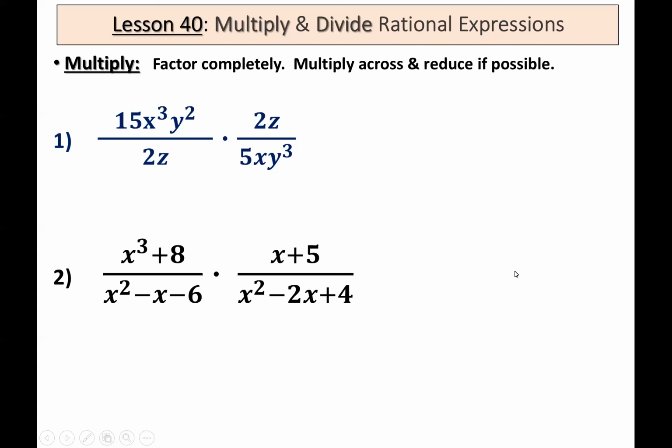All right, welcome to lesson 40. We are going to be multiplying and dividing rational expressions.